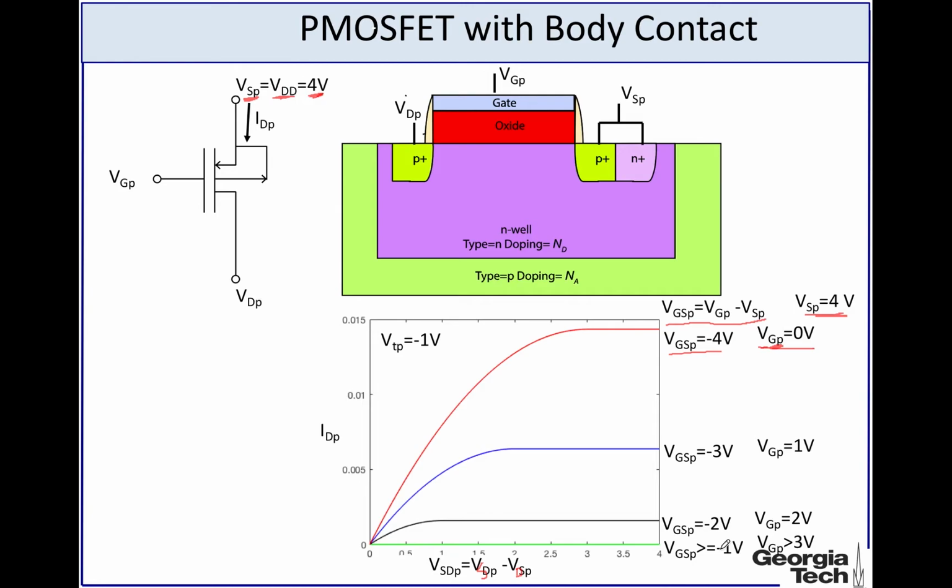In an N MOSFET with the source grounded, if we increase the gate voltage, the current would increase. On the other hand, in a P MOSFET with the source voltage at 4 volts, as we increase the gate voltage, the current actually decreases. Alright.